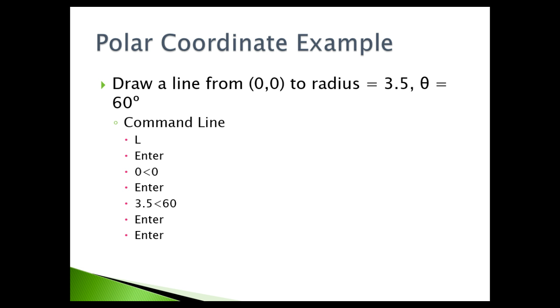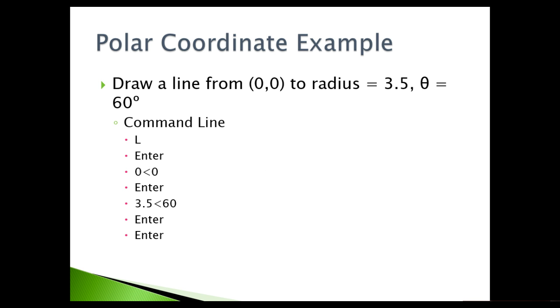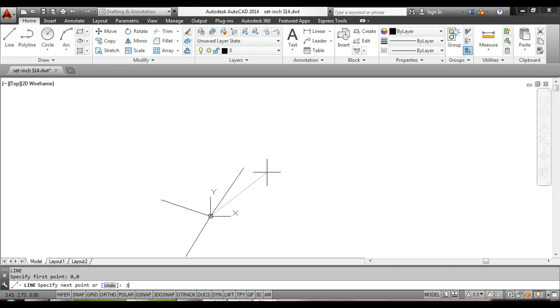So let's try this and see what we get. We're going to draw a line from 0, 0 to this point, radius 3.5, theta 60. So I'm going to do L, enter. The first point is at the origin, so 0, 0, enter. See how it's kind of stuck right there? And we know that 60 should be in this area somewhere out here. The radial coordinate was 3.5, so I'm going to type in 3.5.